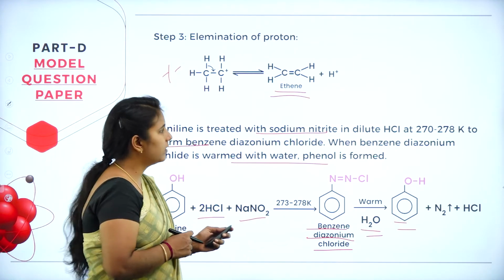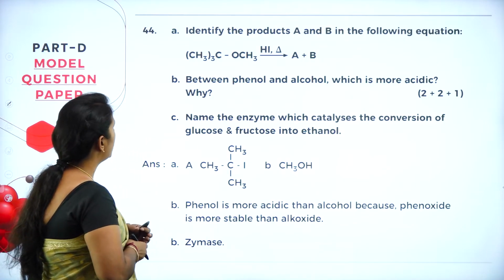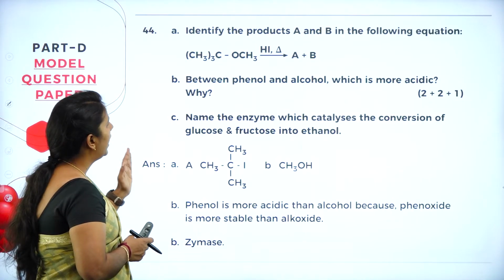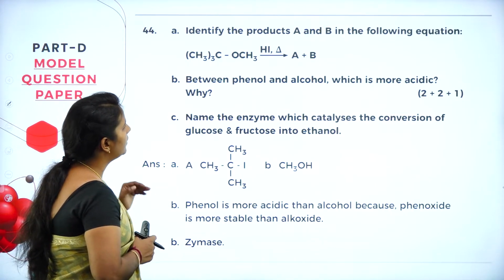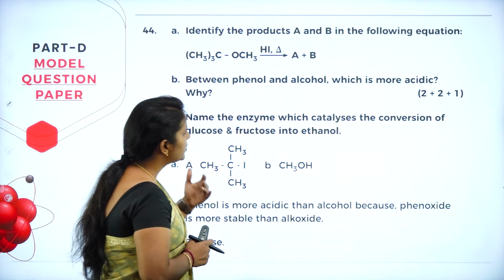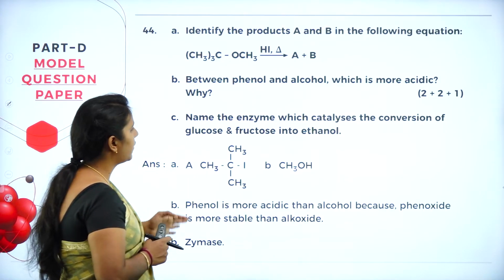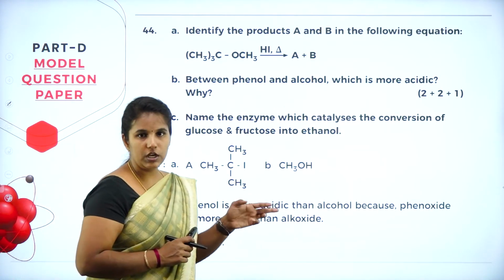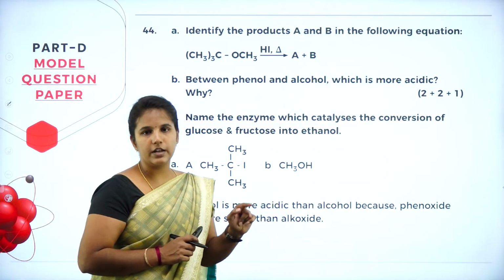Coming to the next question: identify the products A and B in the following reaction, and between phenol and alcohol, which one is more acidic and why, and name the enzyme which catalyzes the conversion of glucose and fructose into ethanol. Here, the first question carries 2 marks, the second one is 2 marks, and the last one is 1 mark.